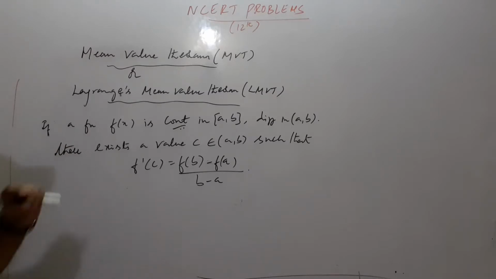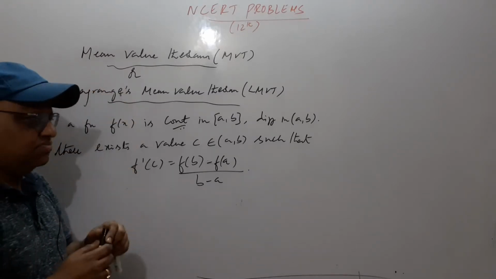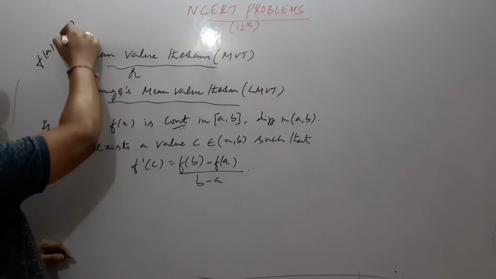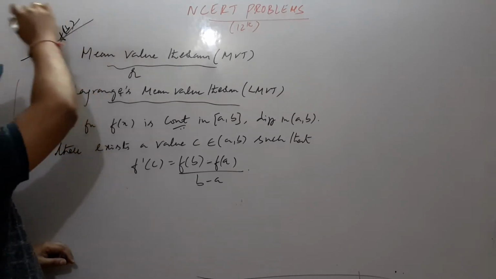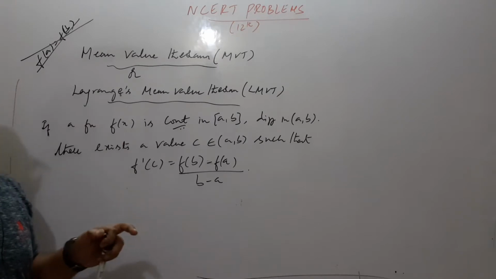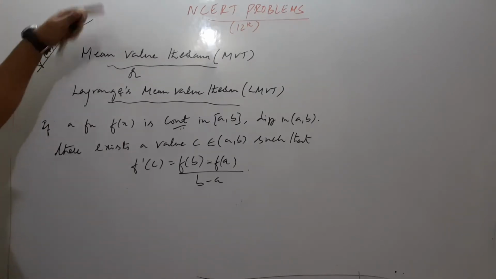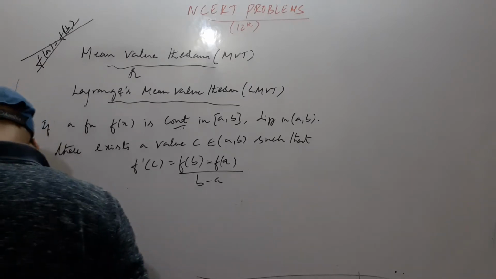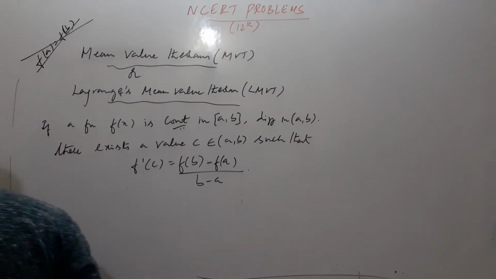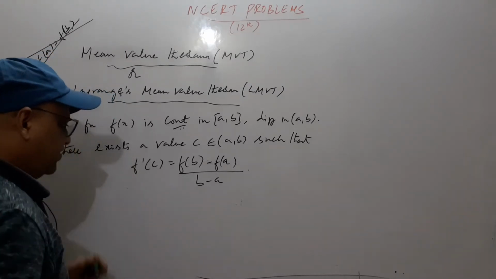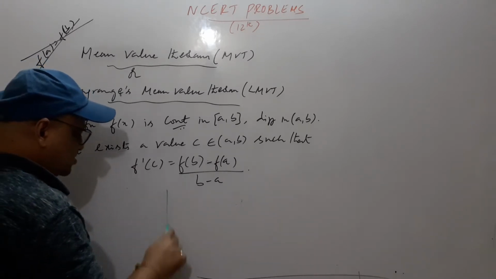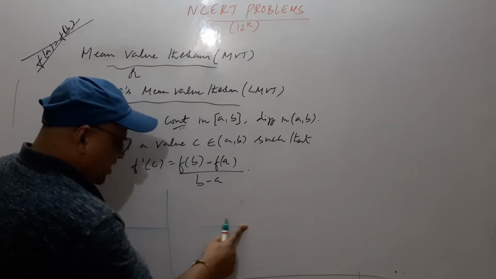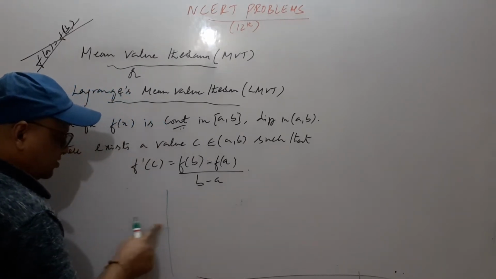Here no need of that condition which we had in Rolle's theorem. This condition is not there. F of a is equal to f of b is not required here in mean value theorem. It is required only in Rolle's theorem. So now what is the meaning of this? So let us understand this theorem first. Let me graphically tell you what is the meaning of this. First I will tell you what it states directly, then I will go for the proof of that.